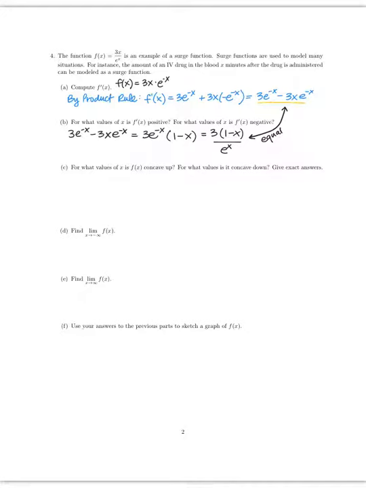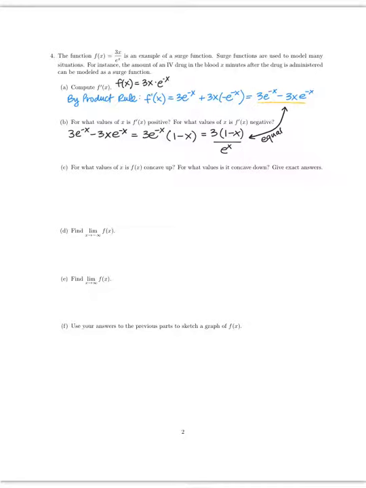So if the numerator is positive, you're going to have a positive number over a positive denominator, and that's going to be overall a positive value for f prime. If the numerator is negative, you're going to have a negative numerator over a positive denominator, and that's going to be a negative number for f prime. So everything depends on the numerator to determine the sign.